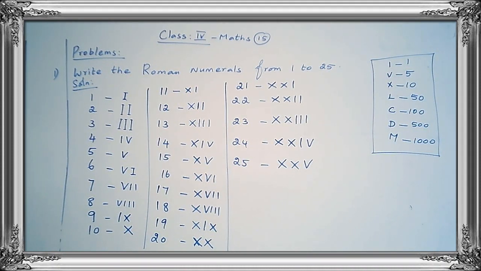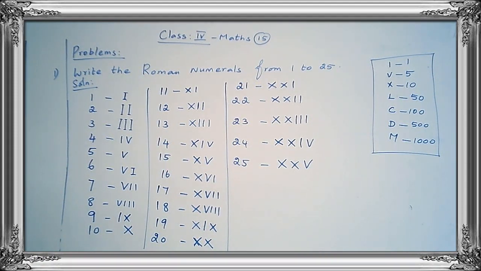Next, 15. 15 can be written as 10 plus 5. X stands for 10, V stands for 5. So that's why XV stands for 15.